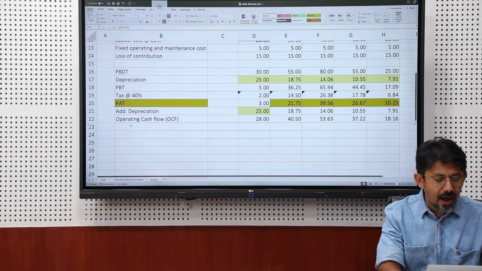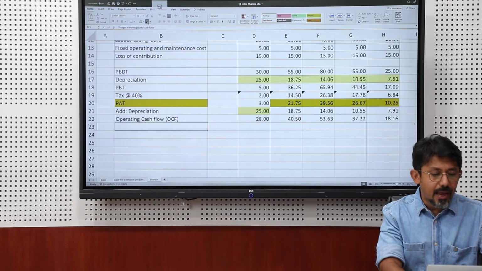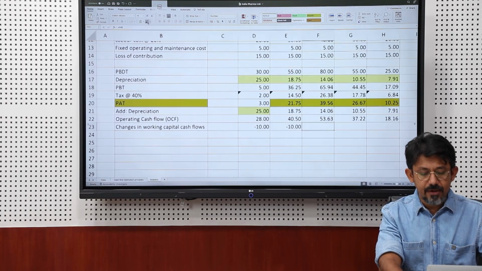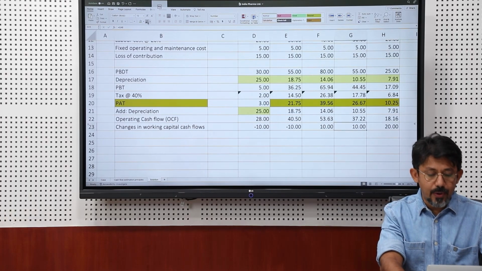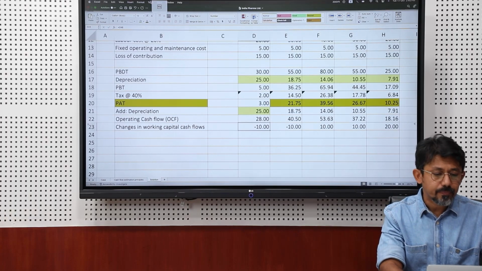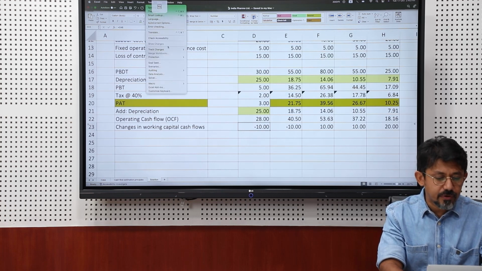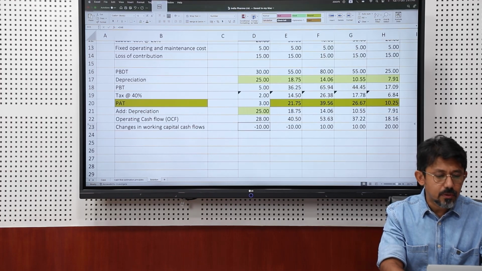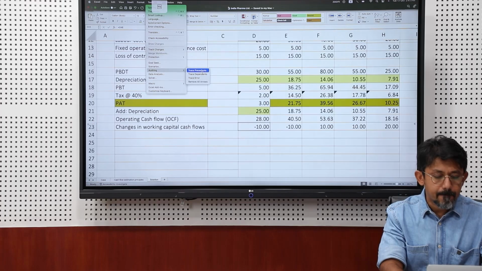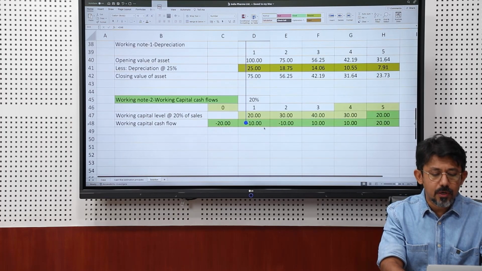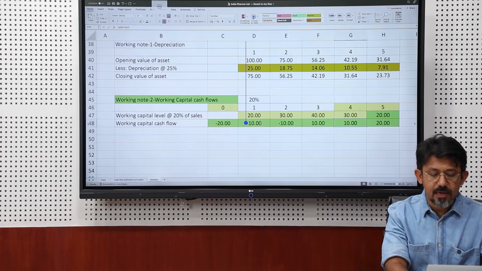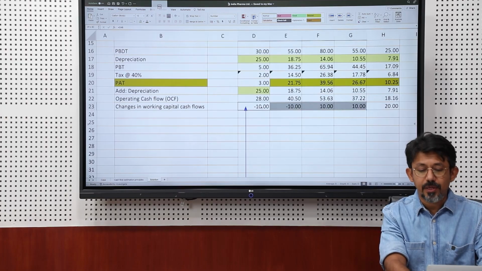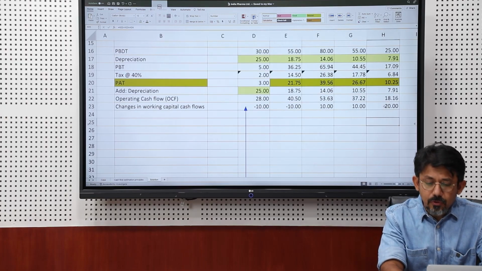What I do is, after my operating cash flows, I write changes in working capital as negative 10, negative 10, positive 10, 10 and 20. And if you look at the cell reference, all of this cell reference is from the working note. Just a moment. Yeah. So, the working note, this minus 10, minus 10, 10, 10 and 20 leads you to your changes in working capital as a cell over here, right. I will come back to this point now.